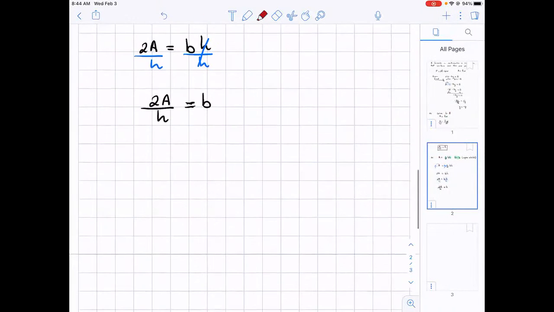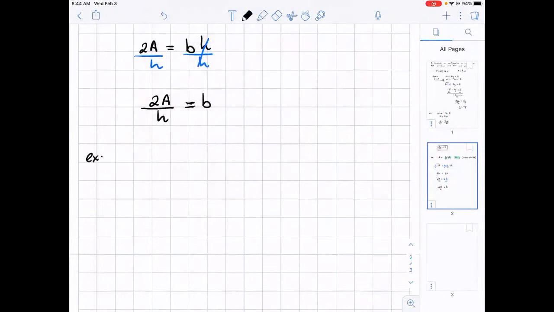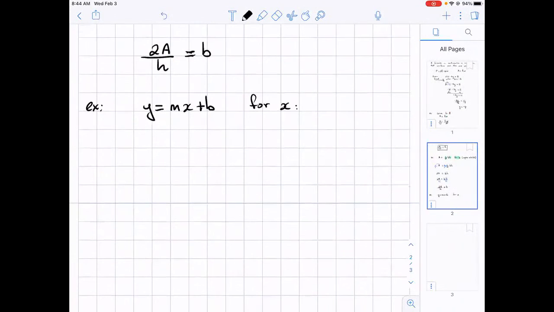Now, here's another example of a formula that you are well aware of. Example, y is equal to mx plus b. You should know what that formula is. That is the formula for a linear equation, right? Now, if I want to solve this for x, meaning leave x by itself, what do we move first? So here, notice we have to move the m, we have to move the plus b.